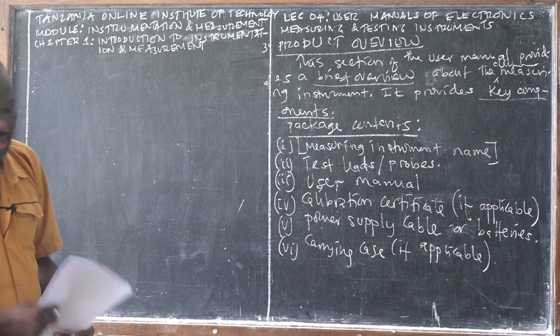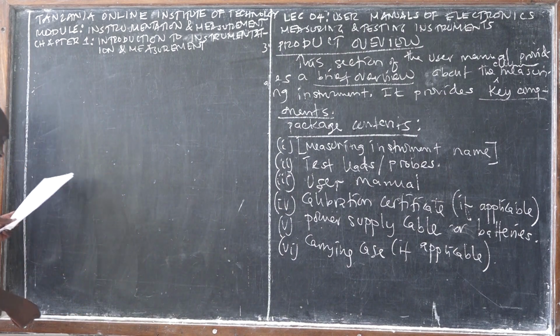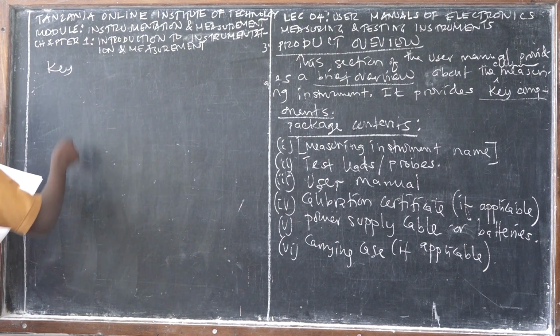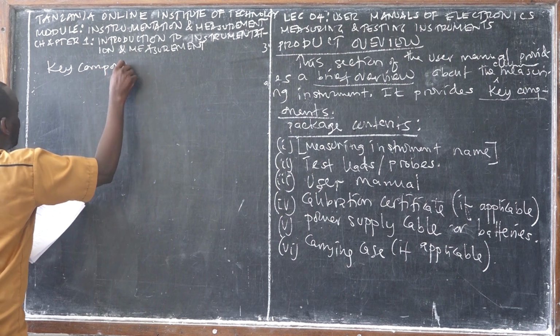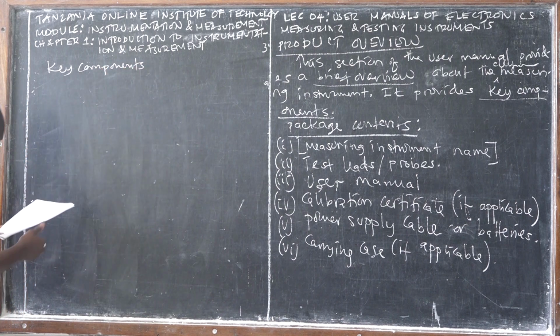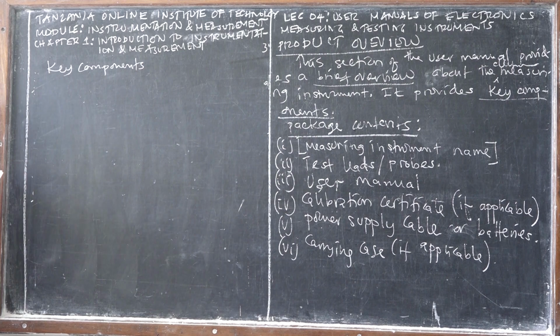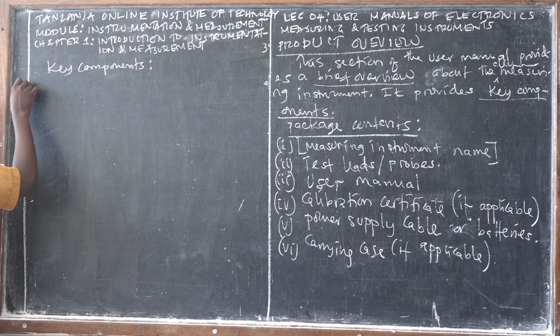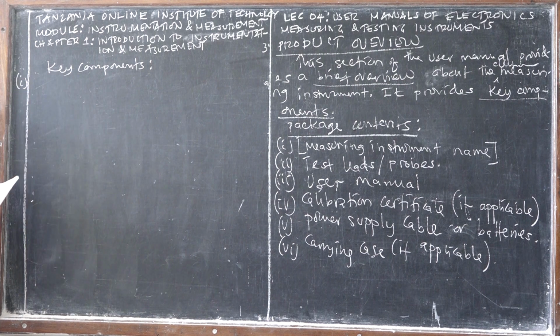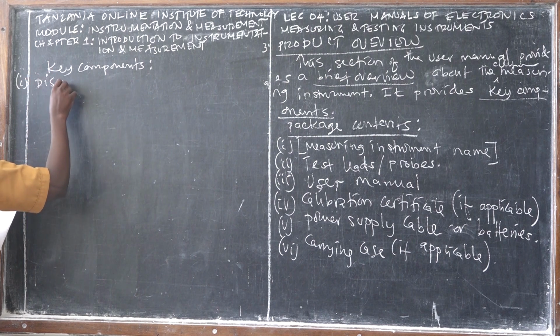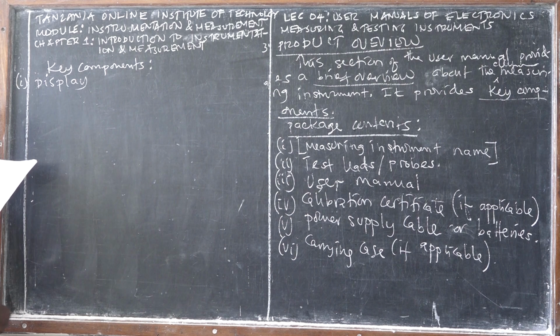Are we together? Then the product overview can also give you the key components. Say key components. These are the key components of that electronic measuring instrument. What are the common key components in most electronic instruments? The first key component is the display. Say display.